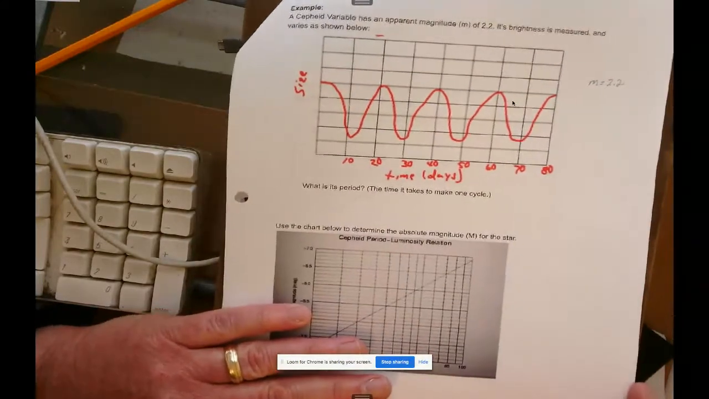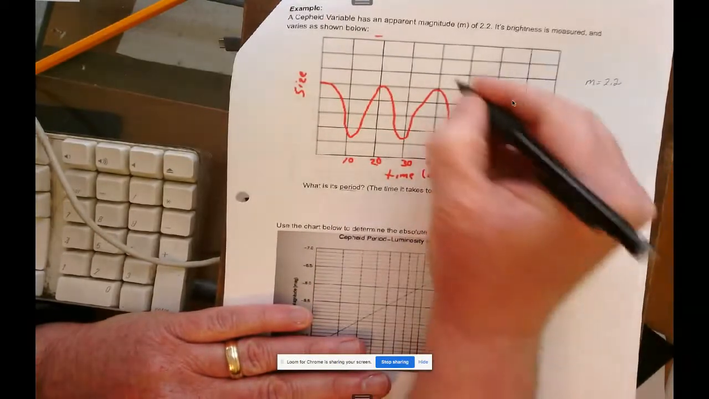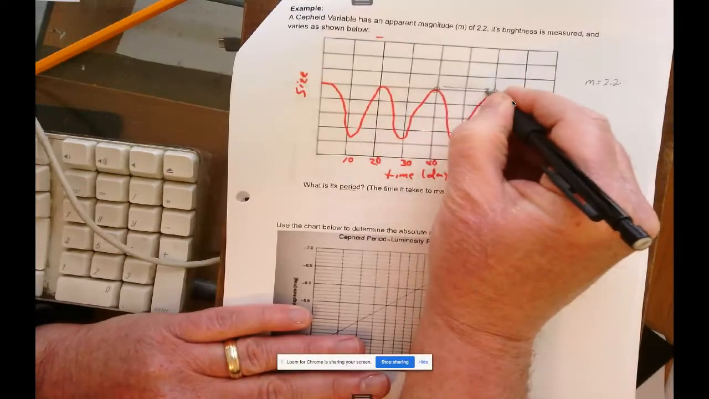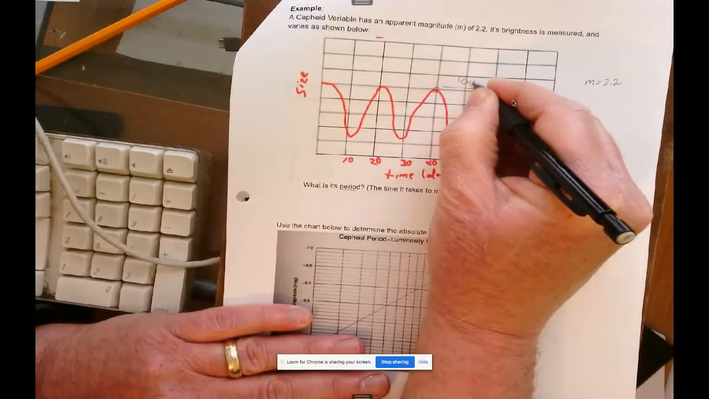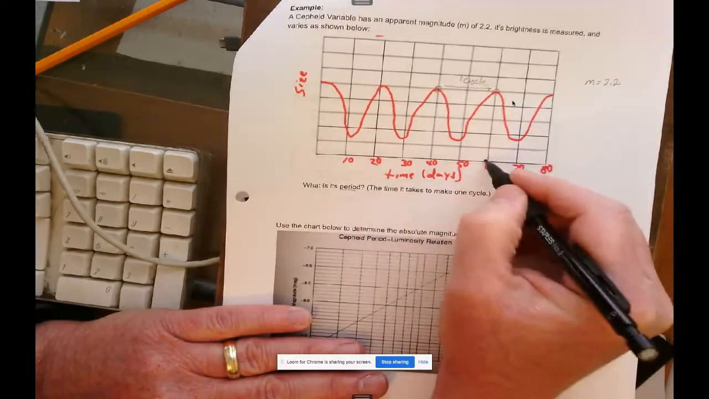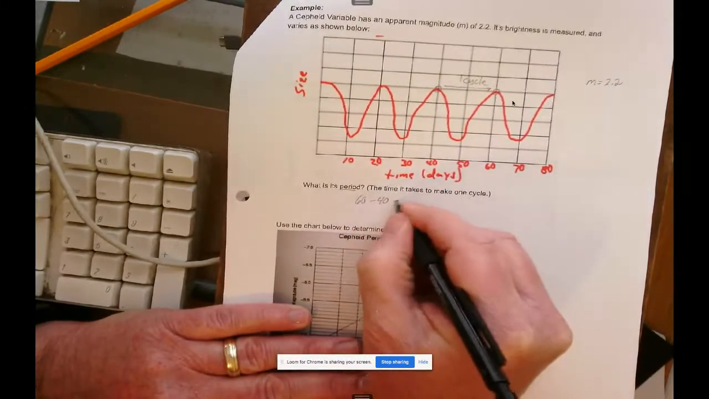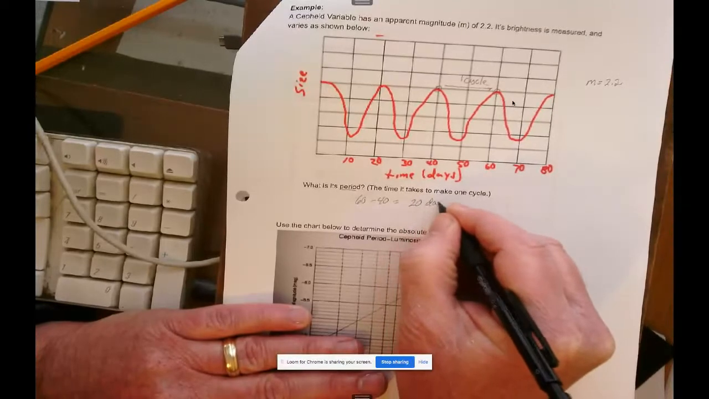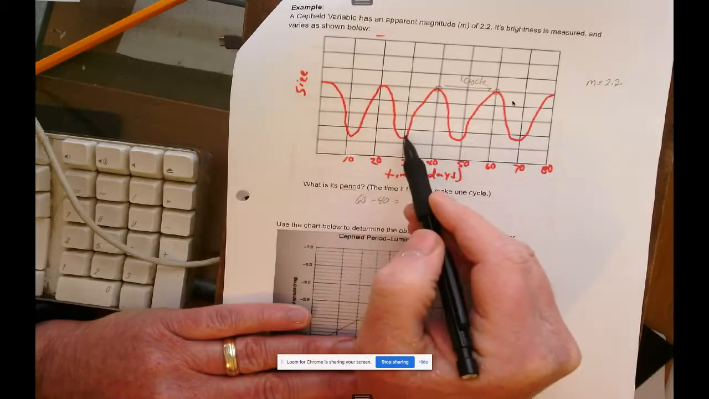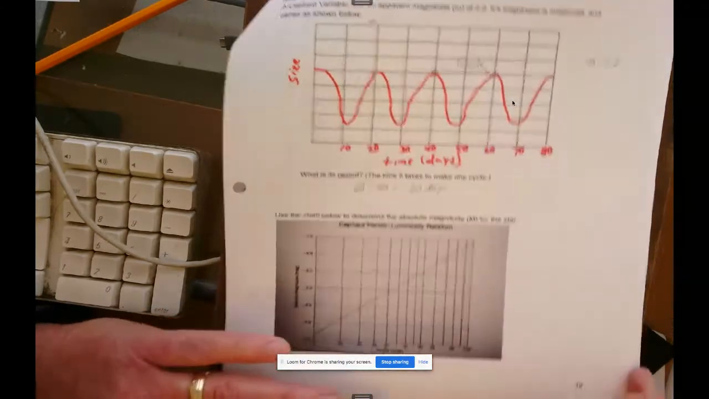Okay. And then we got to measure its period, which is the time it takes to make one cycle. So you pick a high point, pick another high point. That is going to be one cycle. So this is at 60, that one's at 40. So 60 minus 40 is 20 days. So the period for this thing is 20 days. So it gets bright, roughly 10 days later it's dim, and then 20 days from the start it gets bright again.